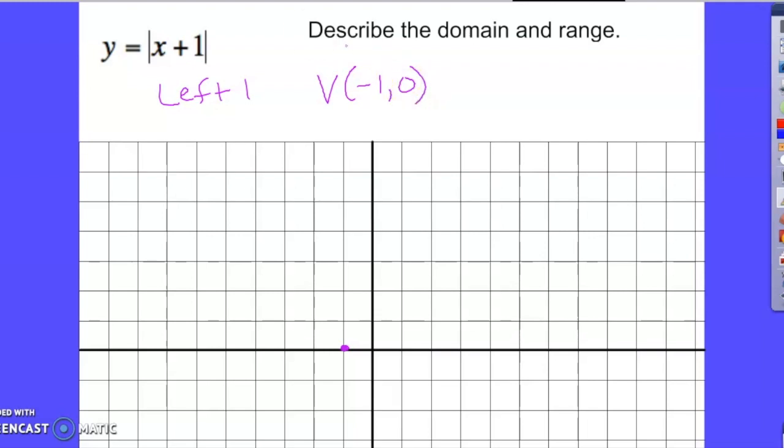So if we look at what our slope is, do you see a number in front of your absolute value brackets? There isn't a number, so what number do we assume is there? We assume that it is 1. So we have a slope of 1. So from our vertex, we're going to go up 1, right 1.